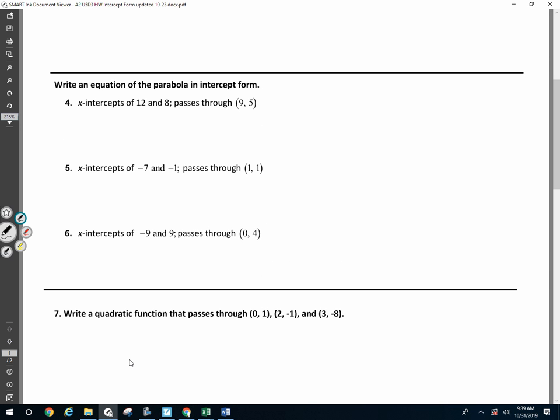Go straight to 4. Write the equation of the parabola in intercept form. X-intercepts of 12 and 8. Okay, y equals A times x minus 12, x minus 8. Passes through the point 9,5. It's not the vertex, it's just a random point. Okay, well, whatever. When x is 9, y is 5. I get 5 equals A times -3 times 1. I can divide by -3. It's just -5/3. There's my equation.